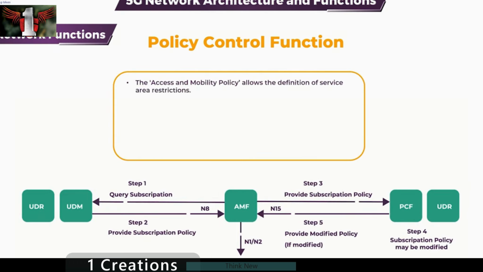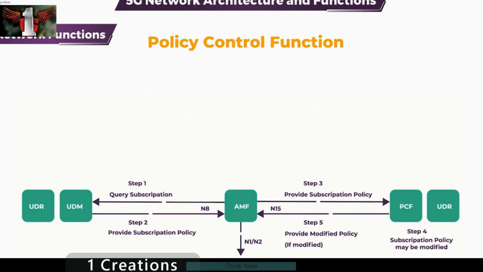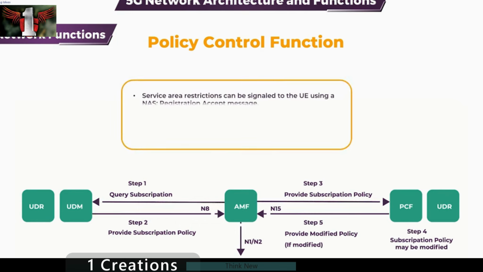The access and mobility policy allows a definition of service area restrictions. The UE is responsible for applying restrictions in the CM idle or RRC idle and CM connected or RRC inactive states. In this case, the network provides a UE with the relevant service area restrictions, for example, a list of forbidden tracking areas. Service area restrictions can be signaled to the UE using a NAS registration accept message.